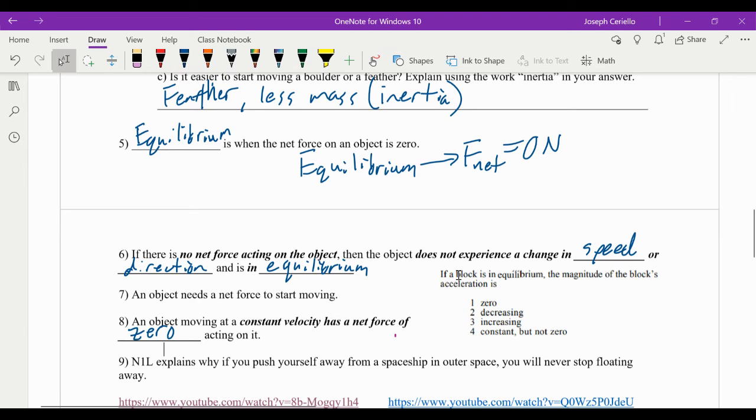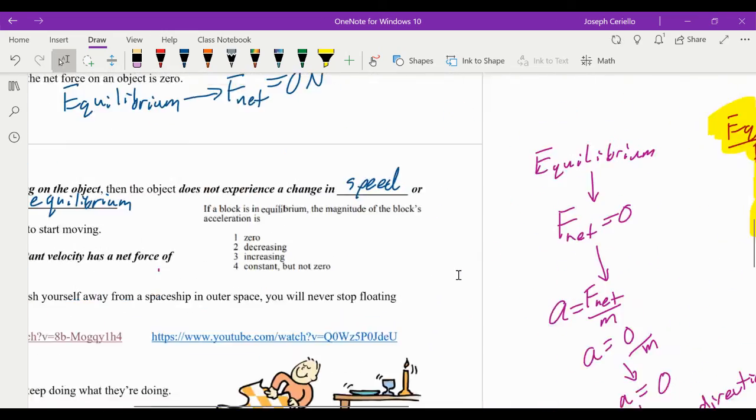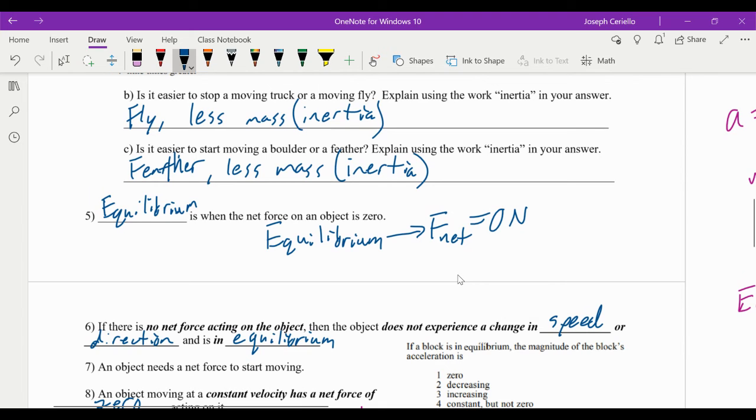So it says here, this question, if a block is in equilibrium, the magnitude of the block's acceleration is, well, looks like we have written over here. Actually, I'm just going to ignore that for a sec. We'll just do it here. So equilibrium means that the net force is 0. And as we've said before, a equals F net over m.